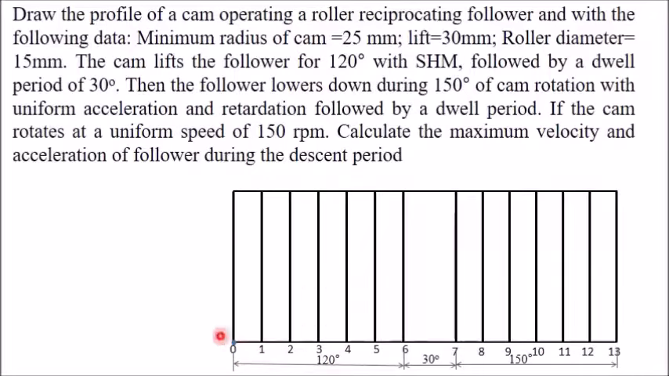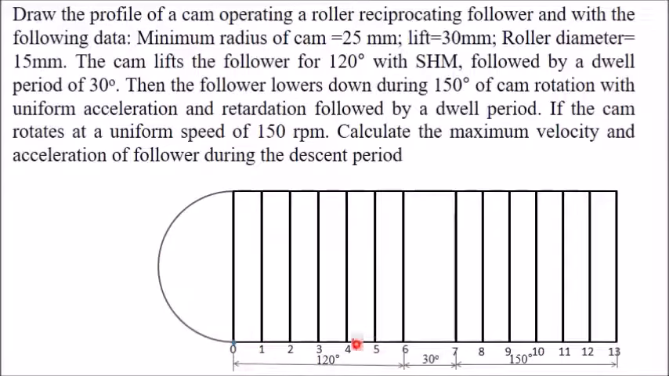Now for the angle of ascent, this is simple harmonic motion. For that, this height is 30 mm. Take the middle point of this line and draw a semicircle. Now I have drawn a semicircle of radius 15 mm. Now divide this semicircle into the same number of equal parts.